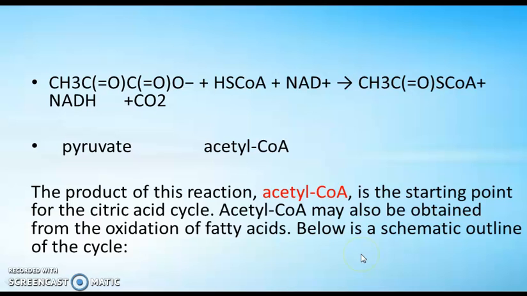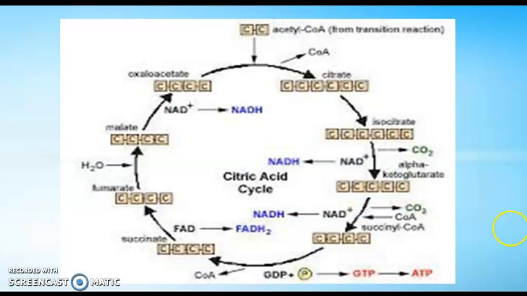The product of this reaction, acetyl-CoA, is the starting point for the citric acid cycle. Acetyl-CoA may also be obtained from the oxidation of fatty acids, not only from the splitting of sugar, that is from glycolysis. Look, this is the acetyl-CoA. Pyruvate was converted to acetyl-CoA, then it gained entrance to the Krebs cycle, and this is the Krebs cycle, a cyclic form.